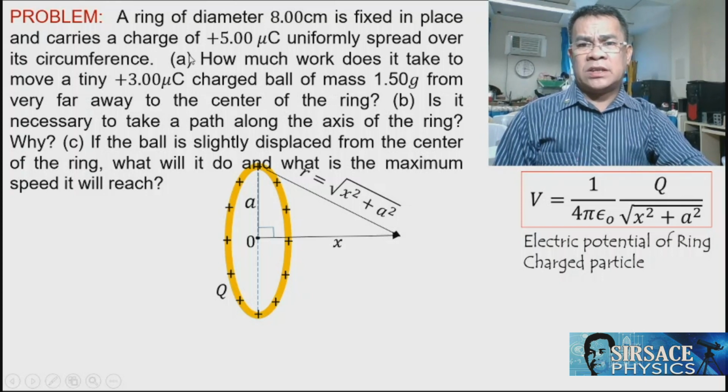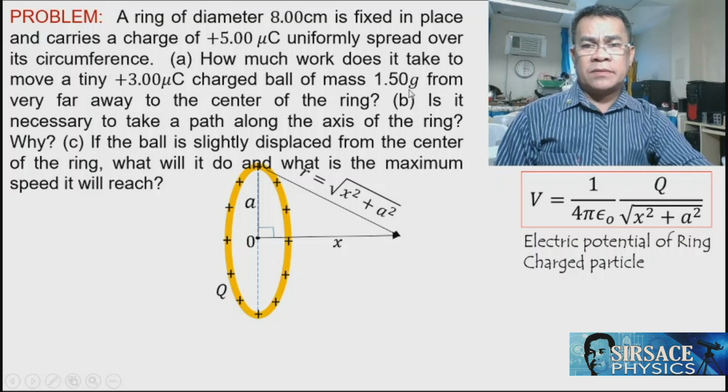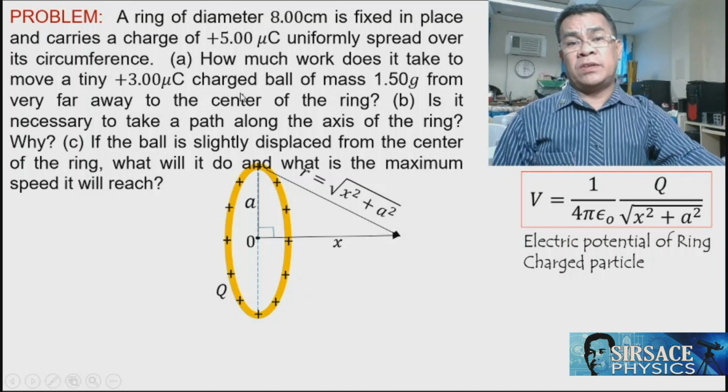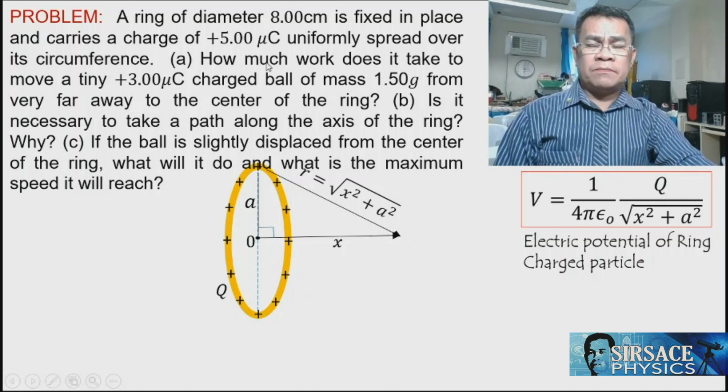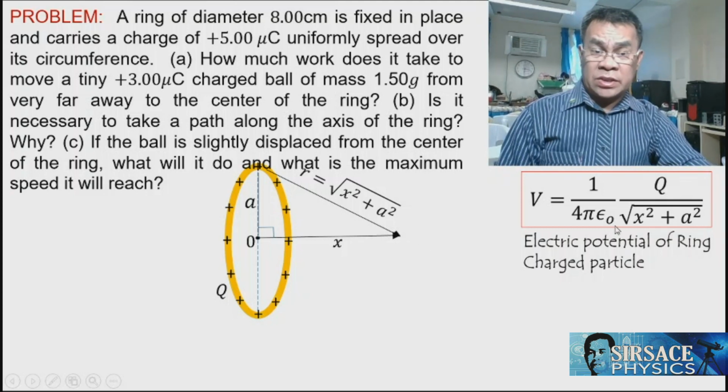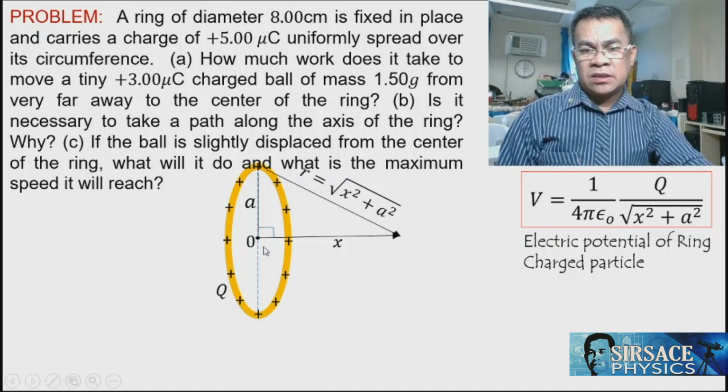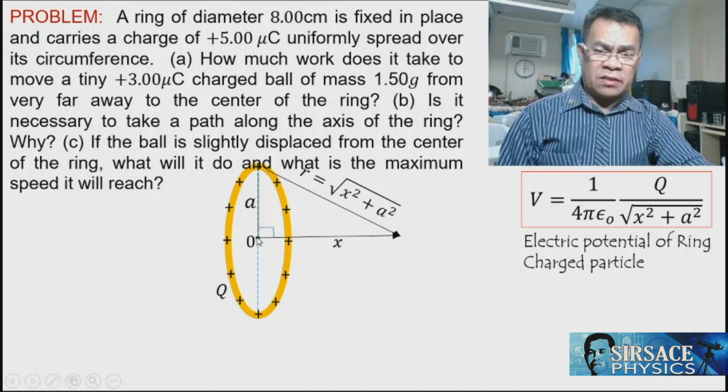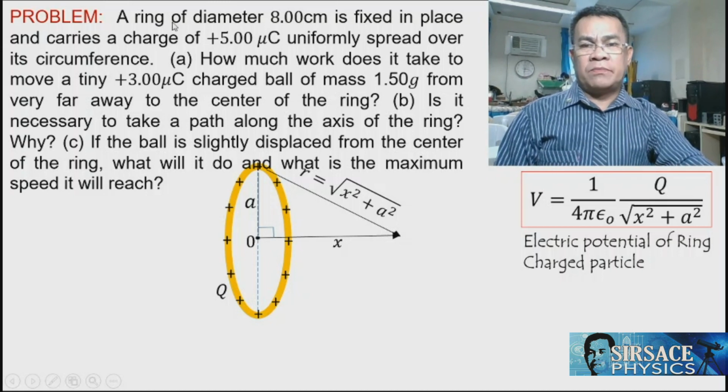In letter A, you're asked how much work it takes to move a tiny, small charged ball, which is 3 microcoulomb, whose mass is 1.5 grams, from a very far away distance to the center of the ring. Which means that we will calculate the work done from a point far away from this charge towards the center of the circle. The center of the circle is located at the origin here. Okay, that's the problem in letter A.